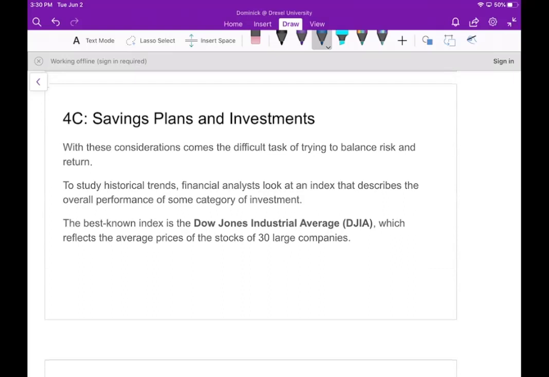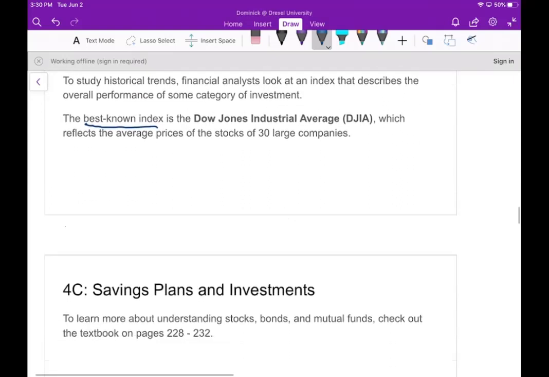So what happens is that financial analysts will look at an index that describes overall performance of some category of investment. And of course, the best known index is the Dow Jones. Right. So this reflects the average prices of the stocks of 30 large companies, and it's used by financial analysts to look at the overall performance of investments in these 30 large companies.